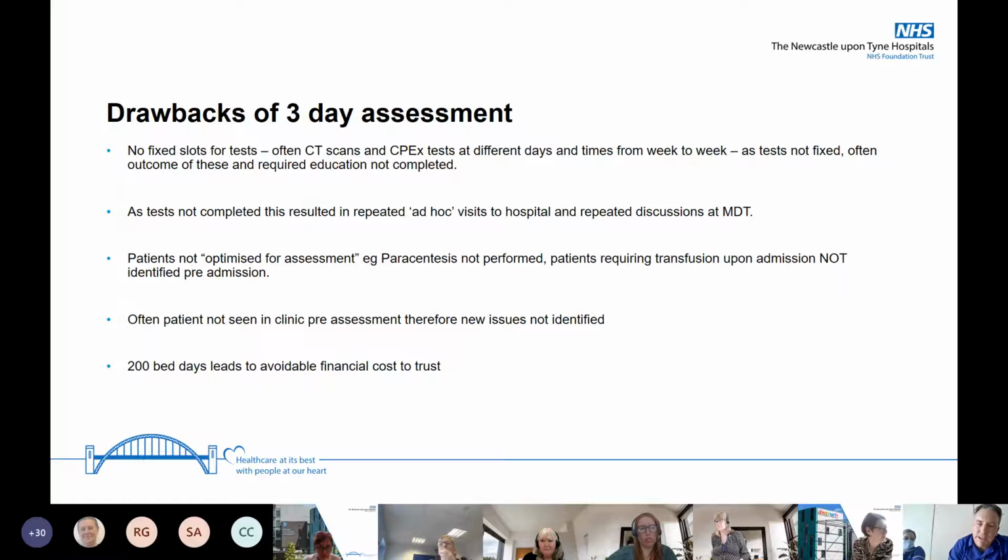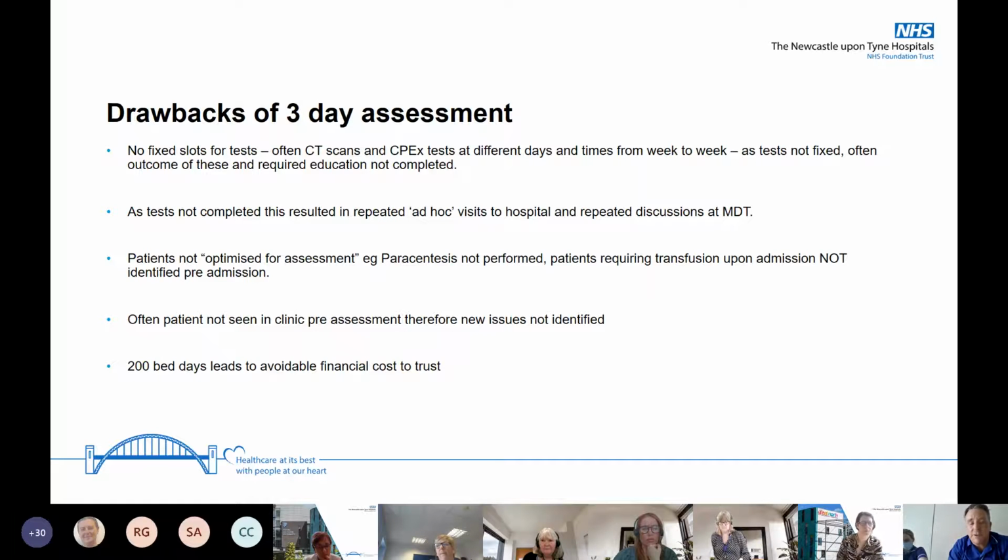So things like paracentesis, which is a drain for patients with ascitic buildup, fluid buildup in their abdomens, weren't performed before they arrived for assessment. Patients who were anemic weren't transfused before we tried to put them on an exercise bike. And so they weren't optimized for their assessments. And often, as I say, patients weren't seen in the clinic before their assessment. So any new issues that arose in that 10 weeks weren't identified.